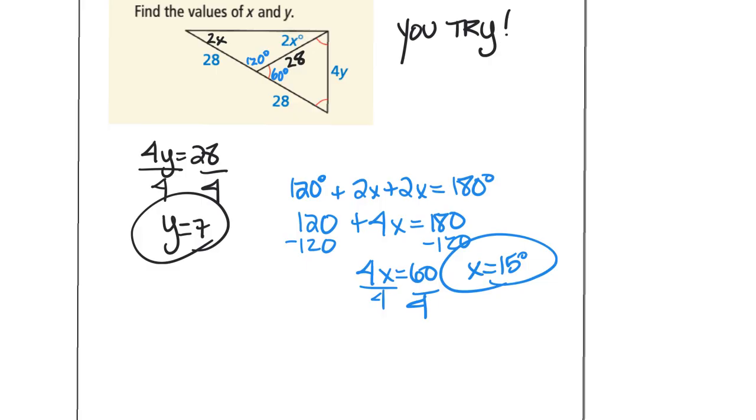So there you go, guys. Y ends up being 7, and X ends up being 15 degrees. Notice up here that I made that a linear pair, and that's what helped me set up my equation using the fact that this is a triangle and adds up to 180.